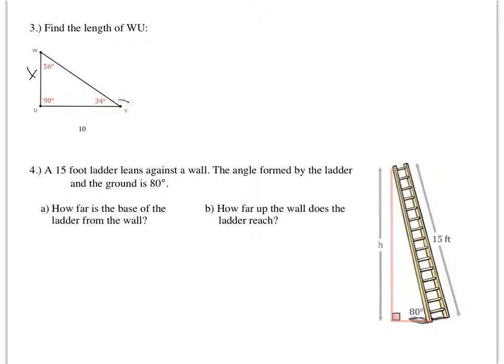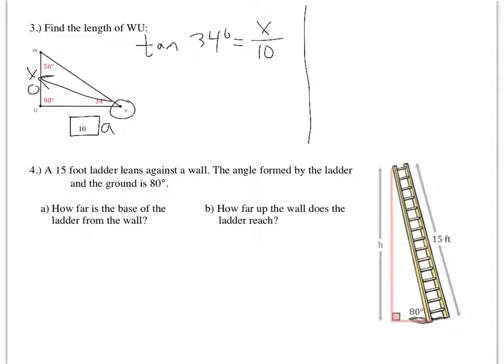If we use V as our reference angle, and we see that X is opposite or across from that, and 10, the other side that we know, is next to it or adjacent, we have an opposite and we have an adjacent, which is going to be tangent. So we can write this down as the tangent of 34 degrees is going to be equal to the opposite, which is our x, over the adjacent, which is 10.